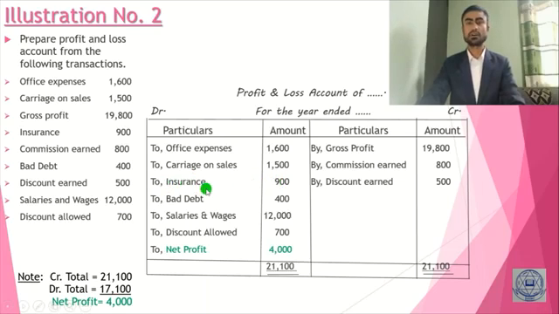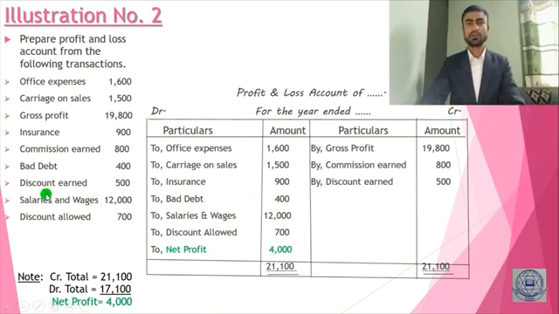Okay. Commission earned. We should remember, earned means it's an income, a receipt. So income is recorded on the credit side. That's why it is written on the credit side. It's a receipt amount. So we write here 800, commission receipt or commission earned. Similarly, bad debt, it's a loss. Expenses and losses are debit. So 400 is written here. To bad debt 400.